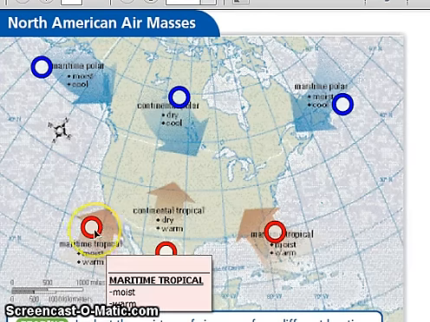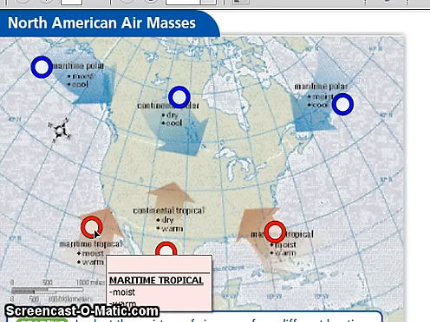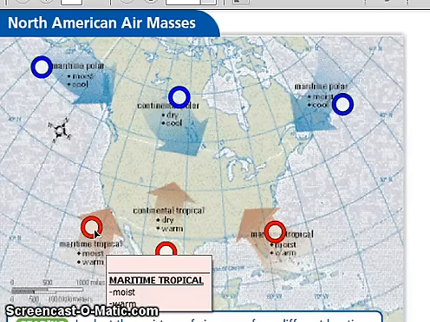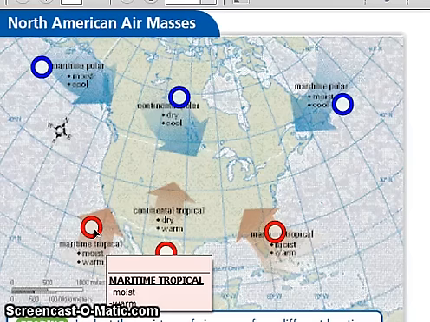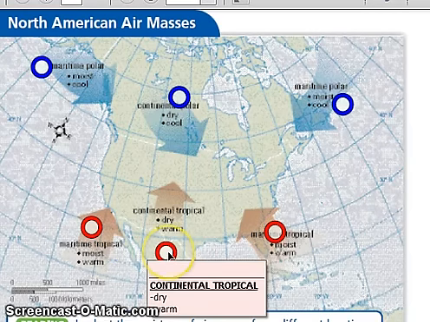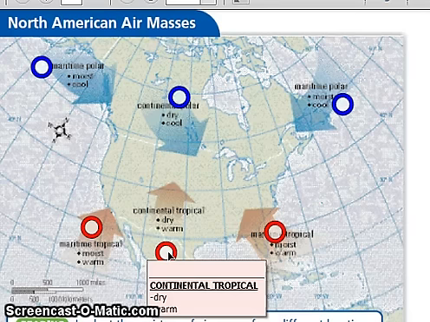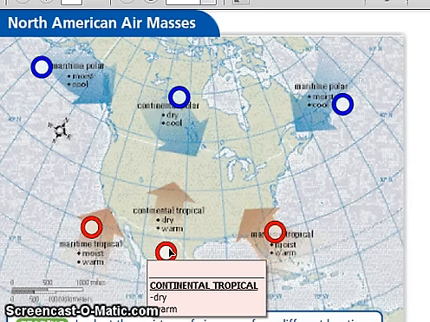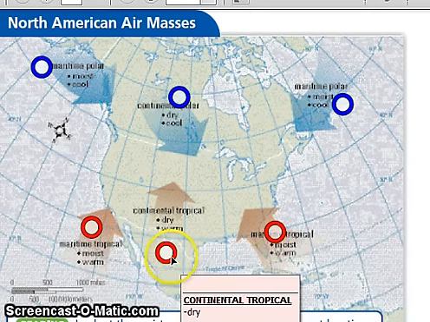So starting over here, we have maritime tropical, and maritime again is air that's formed over the ocean, and so it tends to be very moist, and tropical because it's very warm. In the center portion that's coming over Texas, that air is dry because it forms over Mexico, and that's a large body of land, so it tends to be dry. And the air coming from that area is very warm, so that's continental tropical.